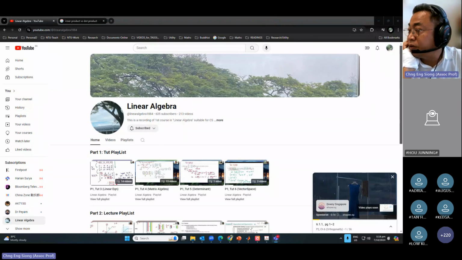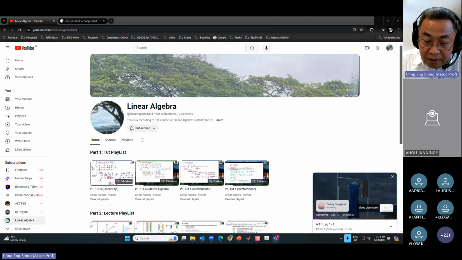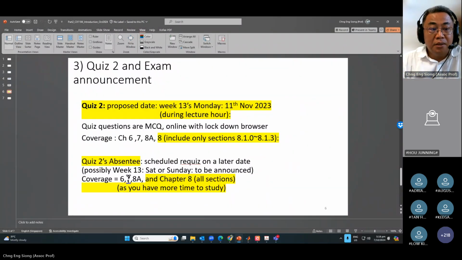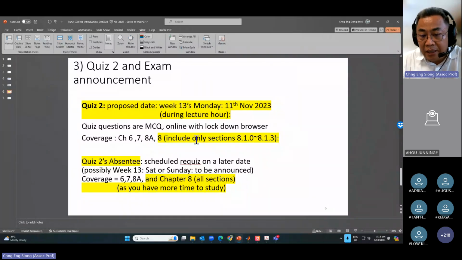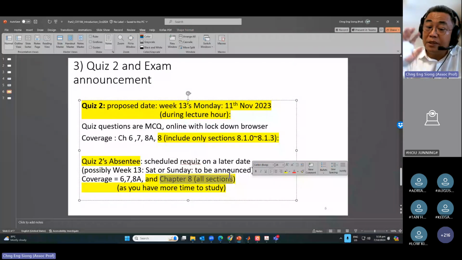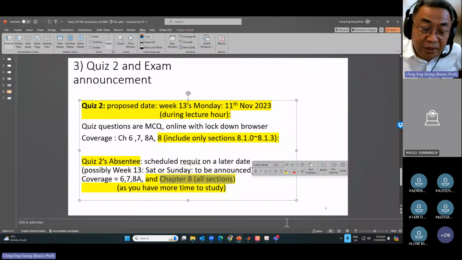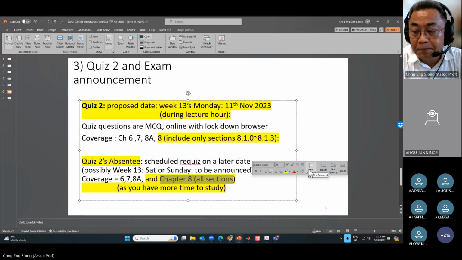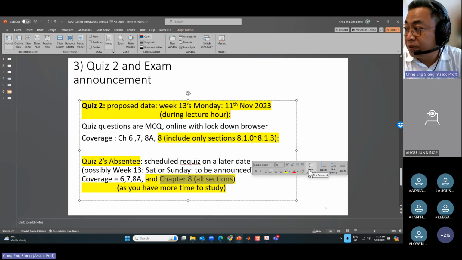What chapters are tested for CA2? All right, CA2 covers until chapter 6, 7, and 8, and 8 includes only part of it. If you miss this, then all of 8. Chapter 9 is not tested. So every one of you will give it up. Chapter 9 is SVD, singular value decomposition.